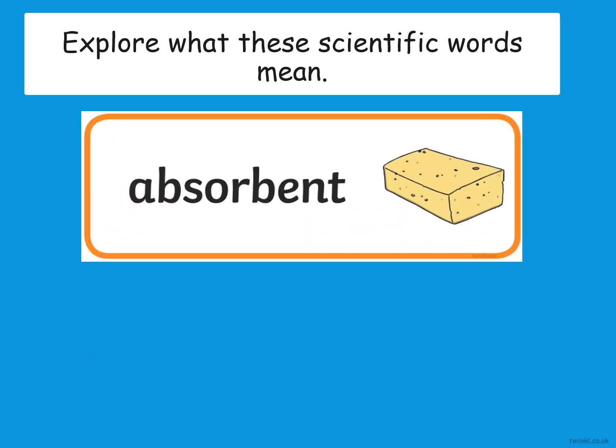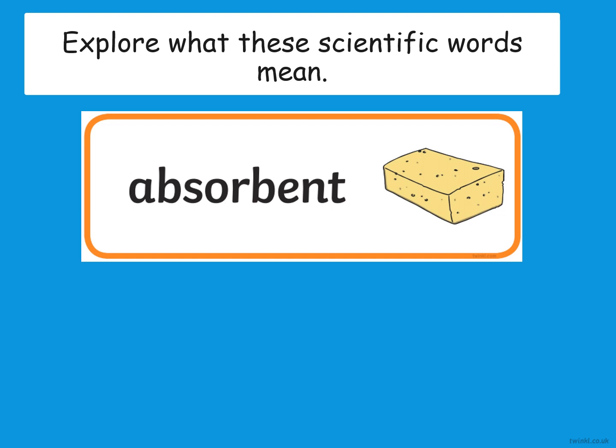absorbent. Repeat after me, absorbent. The word absorbent describes any material that can soak up water. So a sponge is absorbent. The reason why a sponge is absorbent is because if you were to place a sponge in water or place water on top of a sponge, this water will get soaked into the sponge. So the word absorbent means any material that can soak up water or soak up any type of liquid.